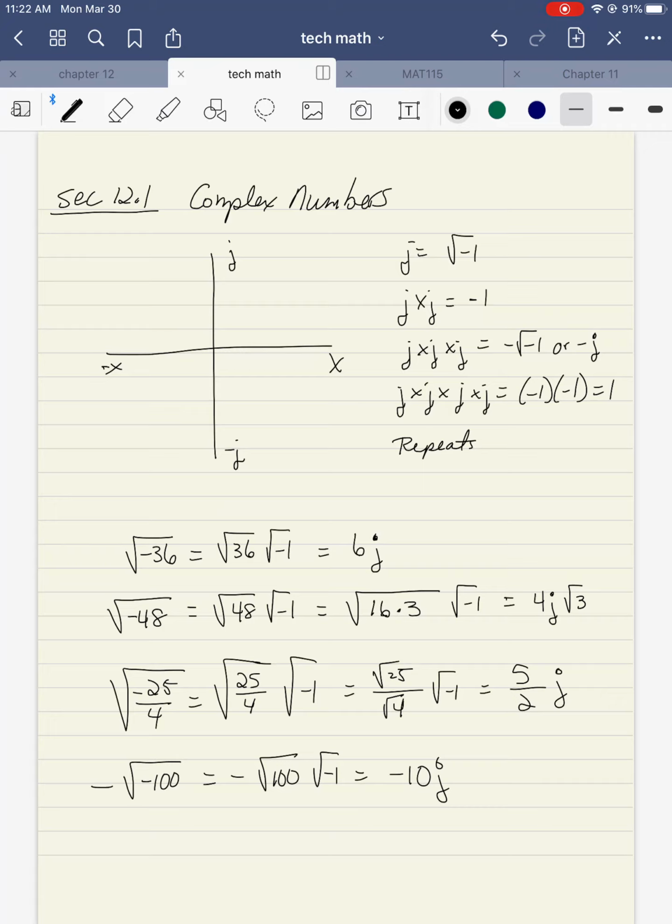If you have a minus out in the front of the square root of minus 100, the minus out in the front pretty much stays out in the front. So when you take the square root of 100, you get 10. The square root of minus 1 is j, so it would be minus 10j.